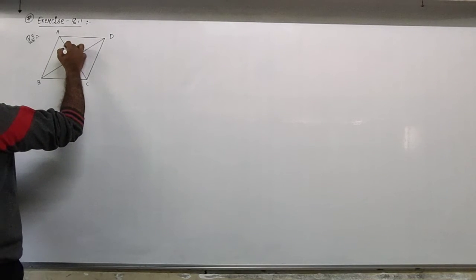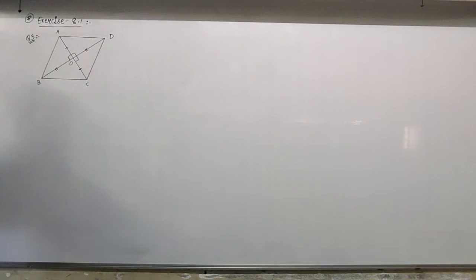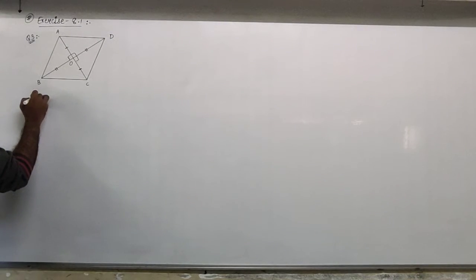Now bisect, that means this and this parts will be equal. This and this two parts will be equal. We need to prove that this is a rhombus. So what we need to prove?